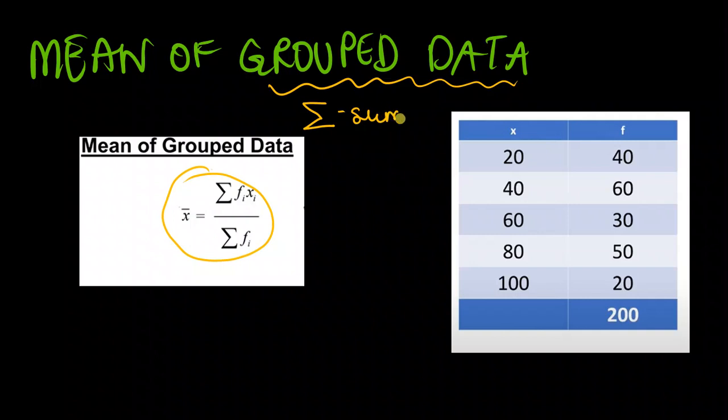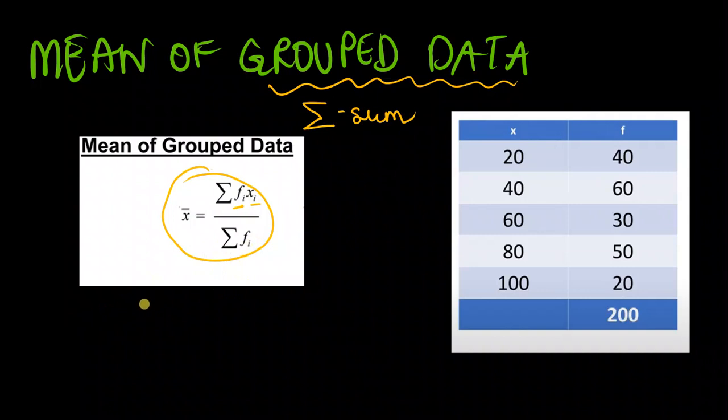Now what is summation? This symbol which you can see is the sum, basically, and fi is nothing but your frequency, and xi is whatever values you have here, like 20, 40, 60, 80, 100. Okay, and f will be its frequency. Now how are we going to calculate the mean using this formula? Let us see. We have this table which I have written here as an example.